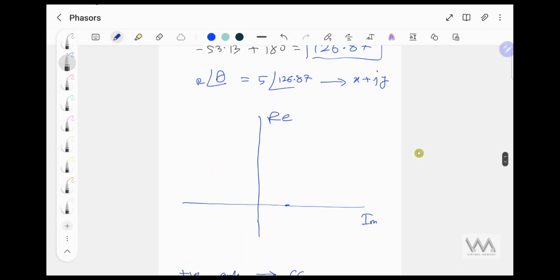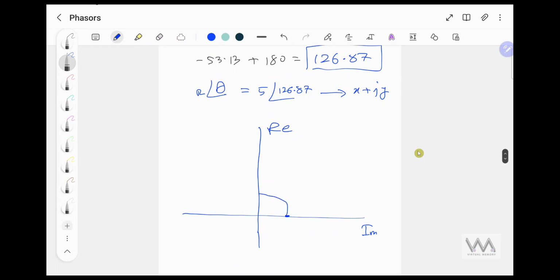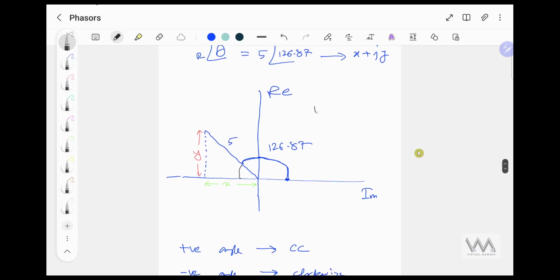So we'll start from here and we'll go to 126. So this is 90 degrees and this is 180 degrees. So we are somewhere in between here. Let's say here is 126.87, and this is your magnitude, which is 5. So what we need to find is y and x. And we know this angle. We can find it. Basically, it's 180 minus 126.87. Let's call it theta. That is 53.13.